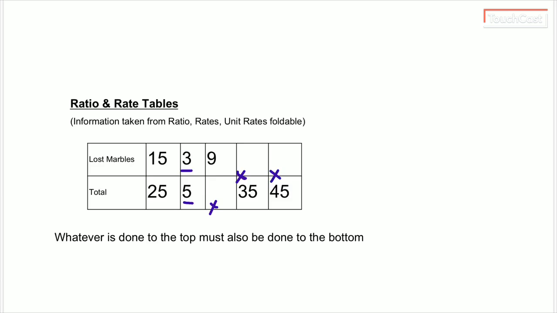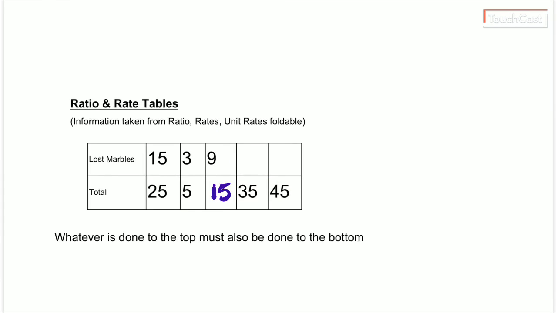Remember, whatever's done to the top must also be done to the bottom. So if we had a total of 9 lost marbles, we need to figure out how many total marbles there were. Well, in order to get from 3 to 9, we multiplied by 3. So if we multiply by the 3 on the top, we must also multiply by 3 on the bottom. So we are left with 15 total marbles.